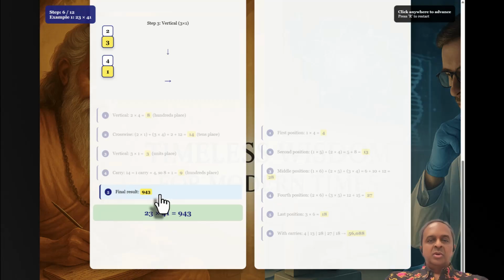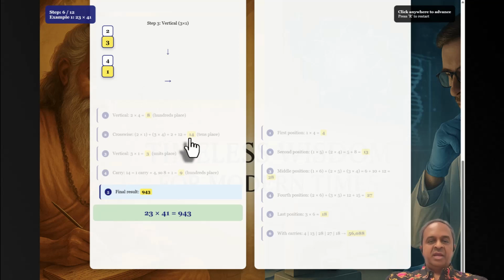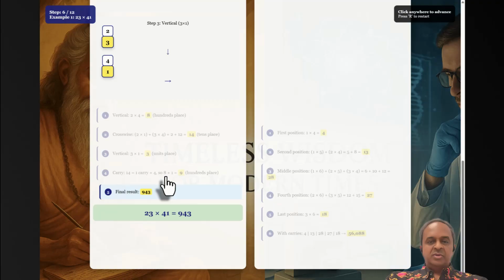So the units vertical 3, you put there, and then you do the cross multiplication, which is 2 times 1 and 3 times 4. You add them, so that's 2 plus 12, 14. So you put 4 there, and then you have 1 carryover. Then you do the vertical, and you add that 1 carryover to the tens digit, which was your 2 times 4, 8, plus 1, 9. So 943. Okay.